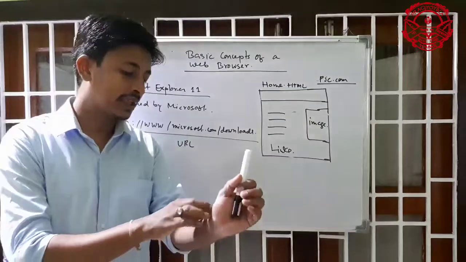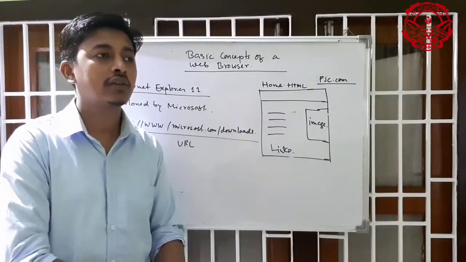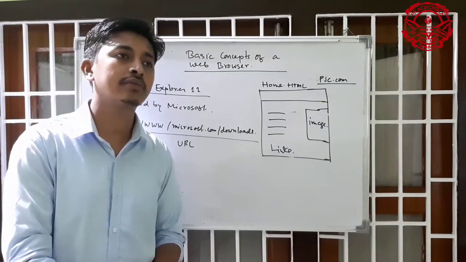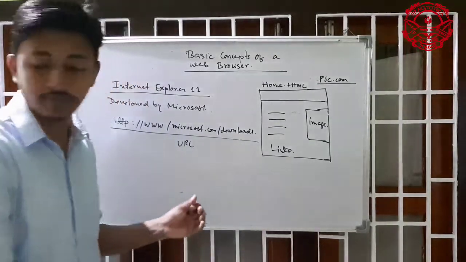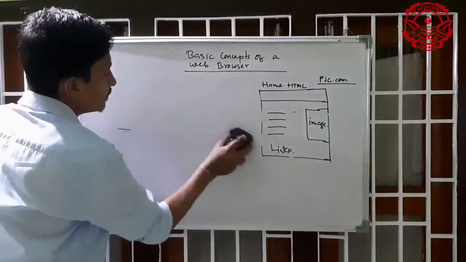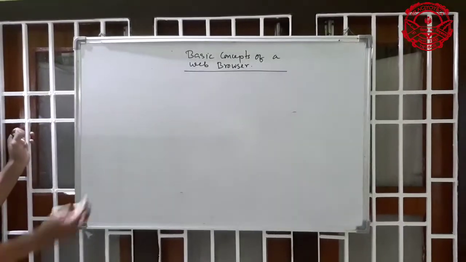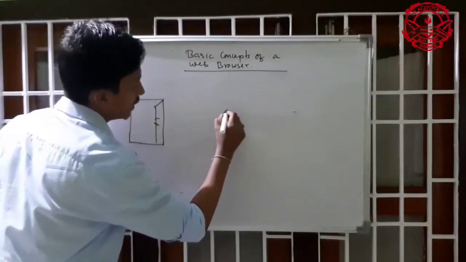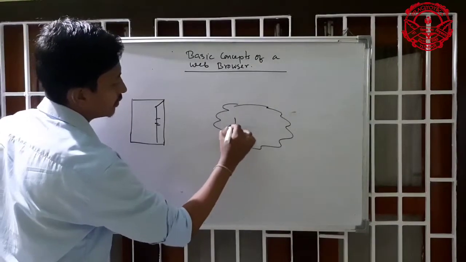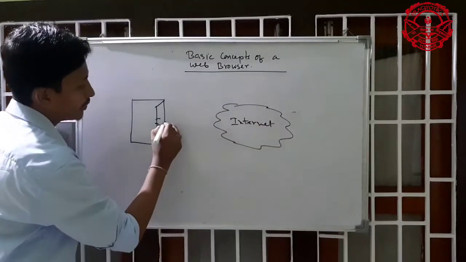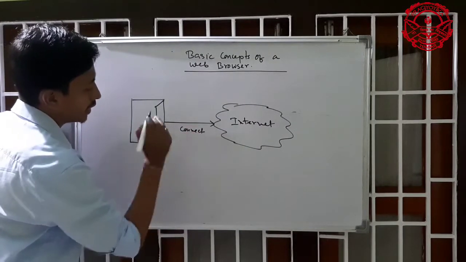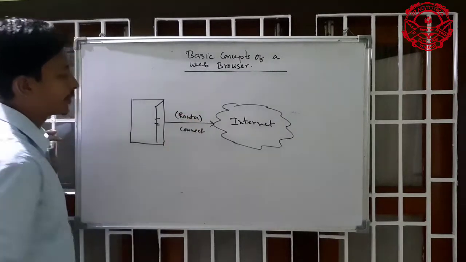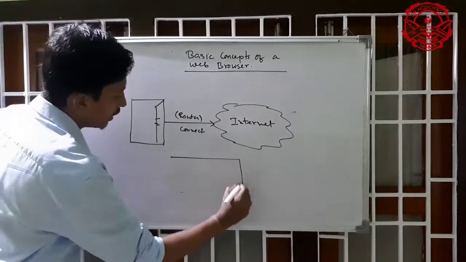When you connect to the internet or log into the internet, we have to open Internet Explorer, so that we can view websites. First we have to connect to the internet. This is your PC, and this is the internet. First you have to connect to the internet with the help of a modem, router, and so on. After that we have to open Internet Explorer.